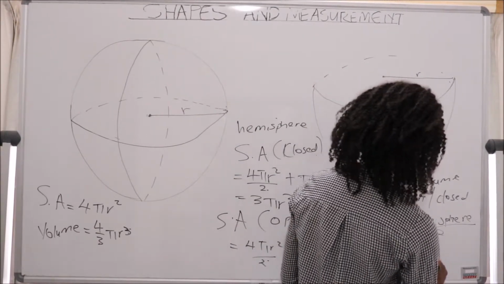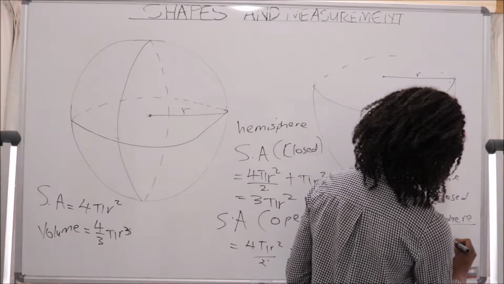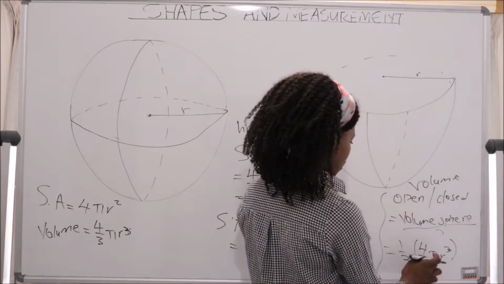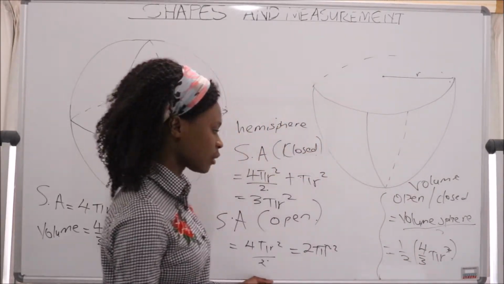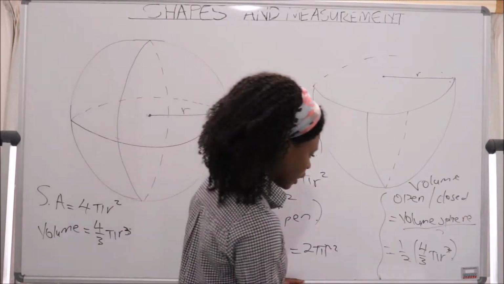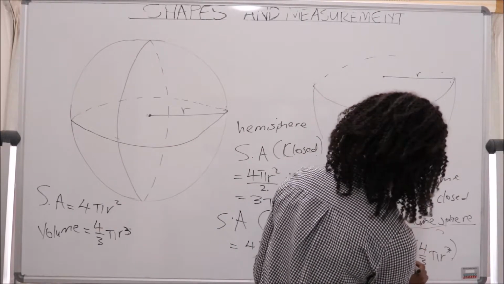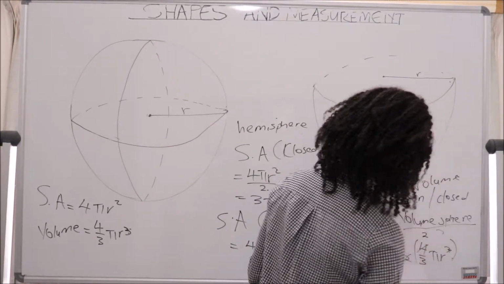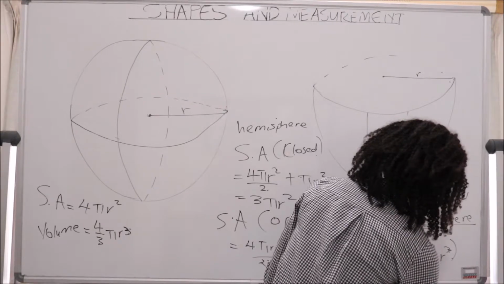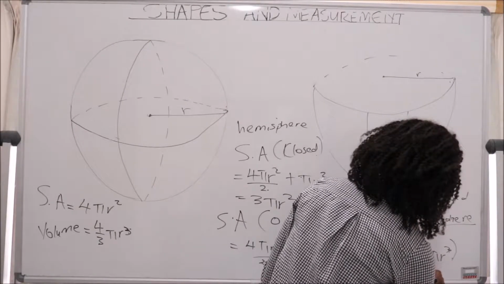So that will be 4/3 pi r cubed. This is the volume of a sphere. Then multiply by half, that means that we need it in half. And then here we're going to have 2 multiplied by that. This will actually be 2. So that will be 2/3 pi r squared.